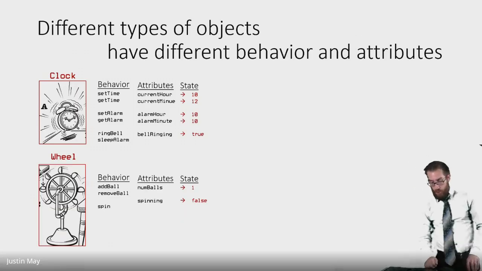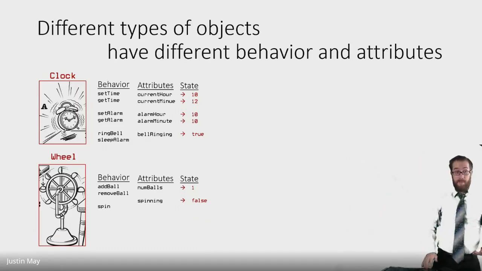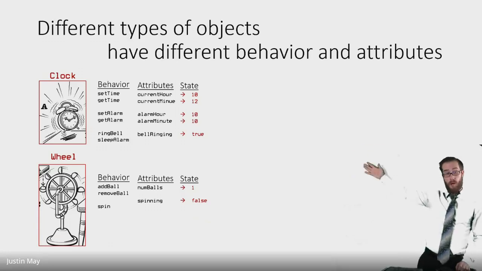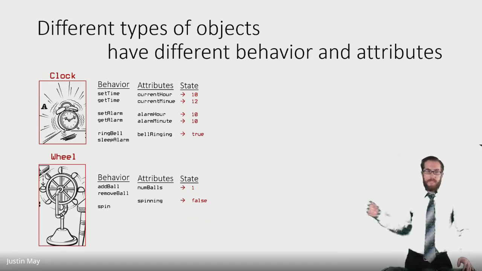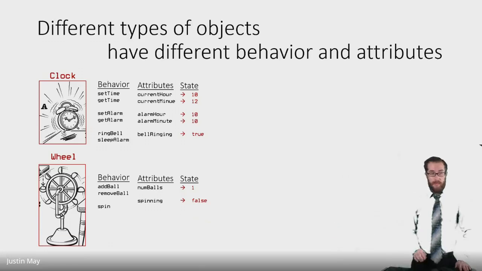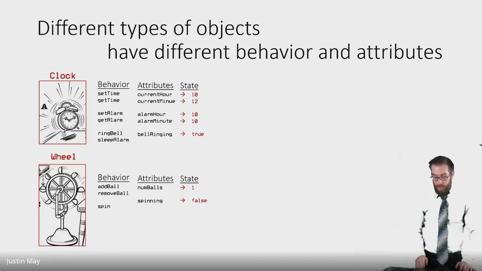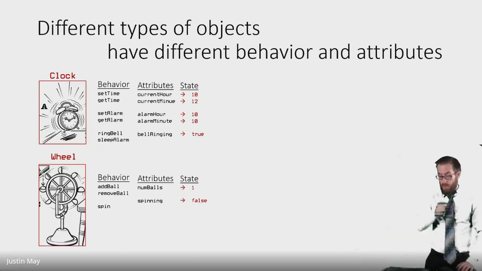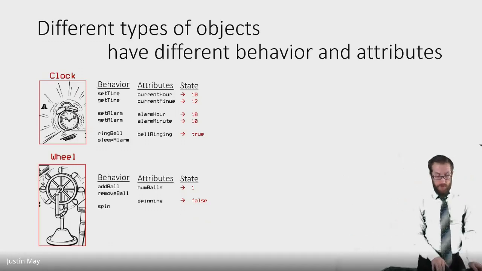If you have two different types of objects, so a clock and a wheel, then they're going to have different behavior and different attributes. A clock has time and alarms. A wheel has no concept of time or alarms, but the wheel, this wheel in particular, can hold balls. So you can add and remove balls from it, and you can spin the wheel. And its attributes are how many balls it has and whether or not it's spinning. So the behavior and attributes will make sense for that particular type of object. And they don't really cross over because different objects would obviously do different things.